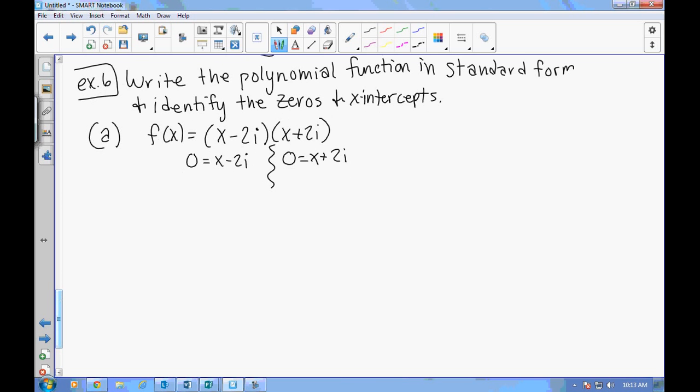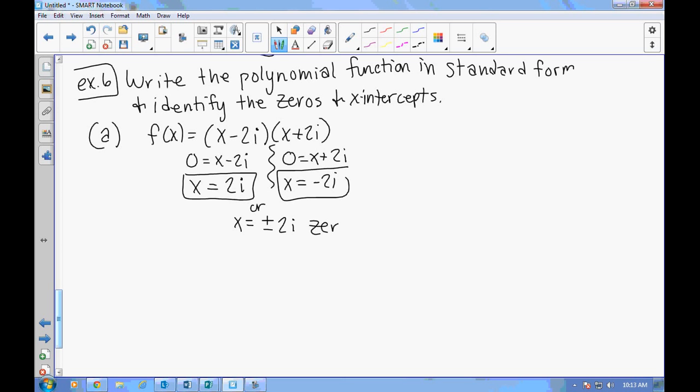Okay, what is this one going to be? x equals positive 2i. If you've noticed a nice little trick, it's just the opposite sign. And this one is x equals negative 2i. Or we could say x equals plus and minus 2i. And those are the zeros. Plus and minus 2i. This is the zero property.